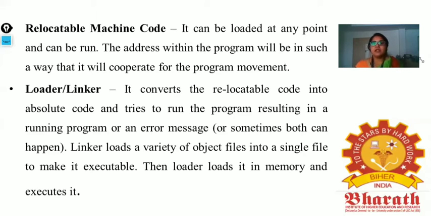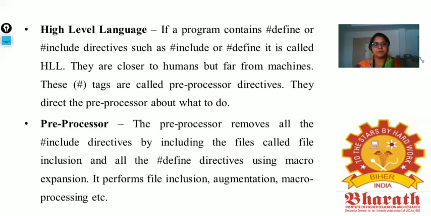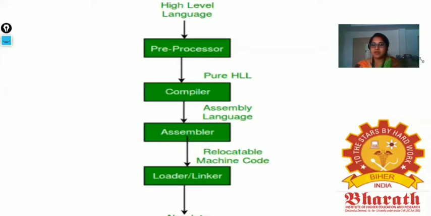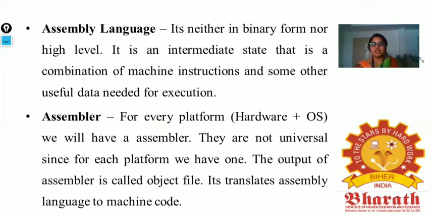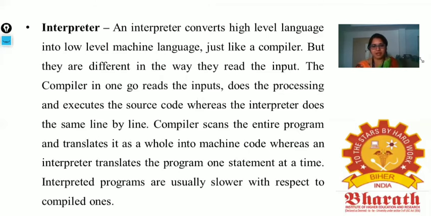Okay, this is the language processing system using a compiler. High-level language is given as input to the preprocessor, and then we get an output as pure high-level language that is fed into the compiler, and that gives an assembly language which is fed into the assembler. Then we get relocatable machine code, which we are able to relocate, and that is loaded and linked by the loader or linker, and then we get an absolute code. So that's it for the language processing system using a compiler.